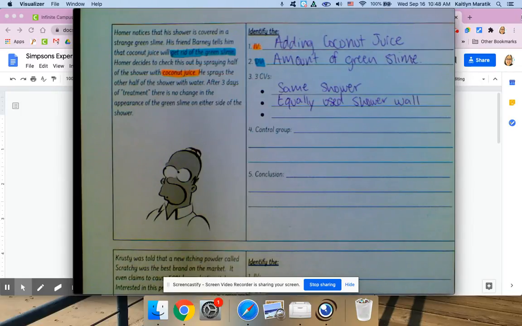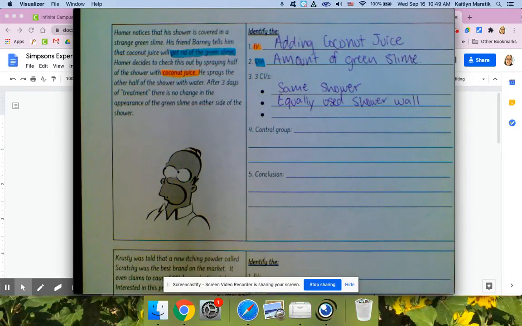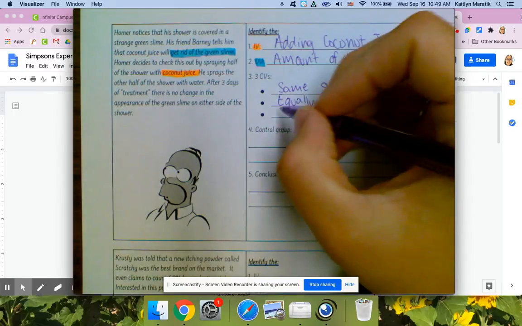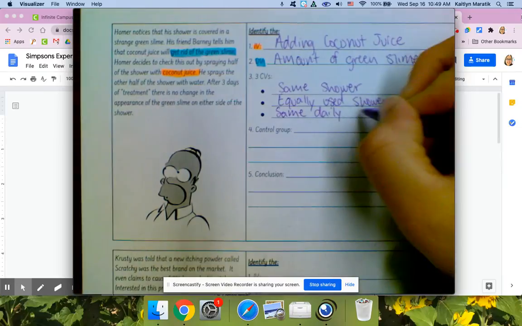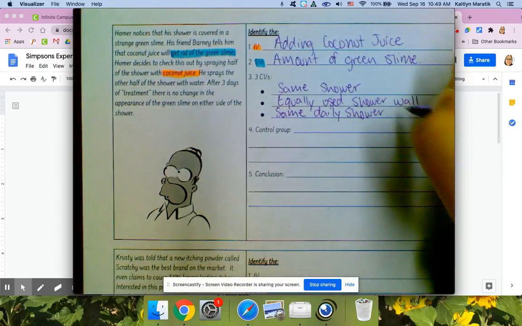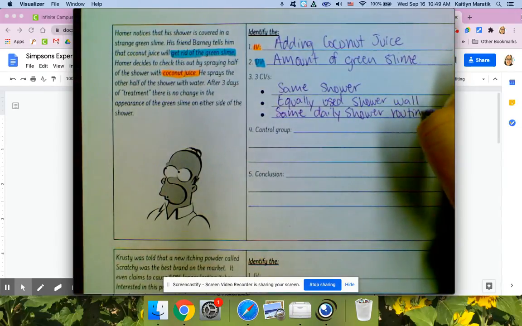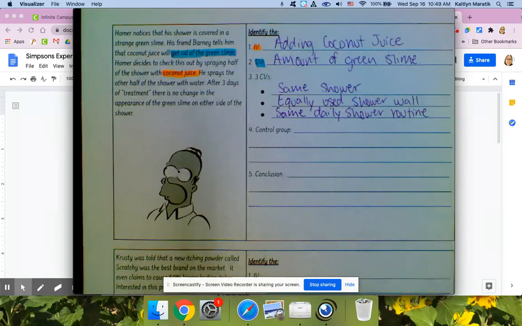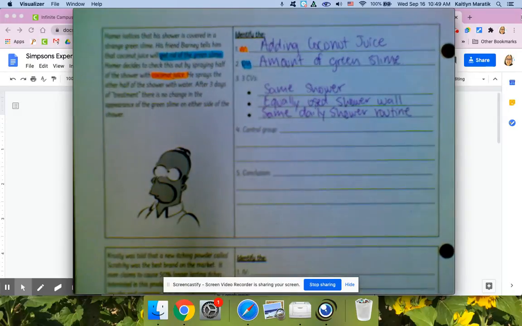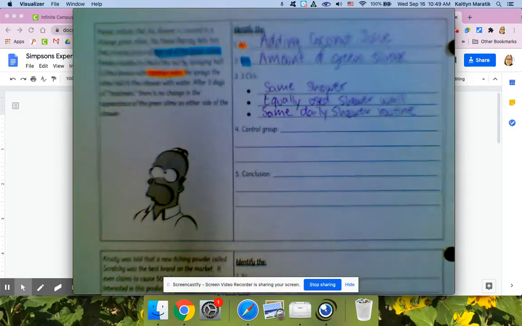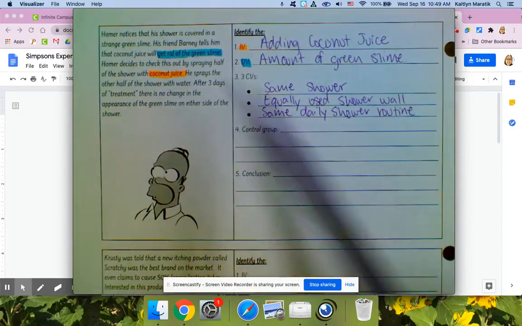And another thing we could also check is, do we want to probably keep our daily routine the same? So if this is something he's noticed over time, we probably don't want to change our daily shower routine. So same. Now, could you have other ones than I have here? Definitely. There's a number of other ones that could be. These are just the ones that are, hopefully, most pointed out within here.